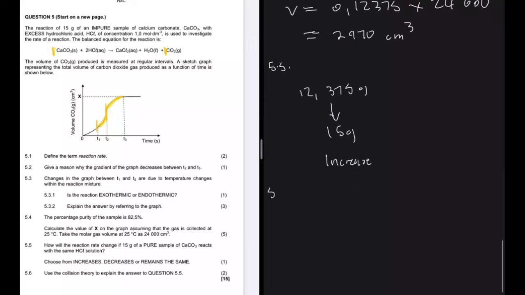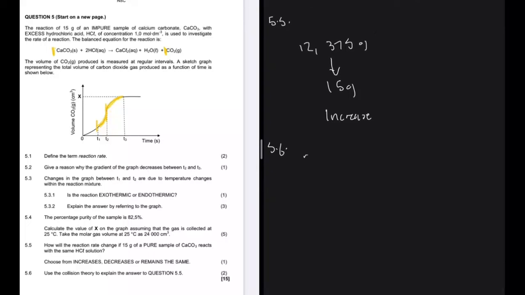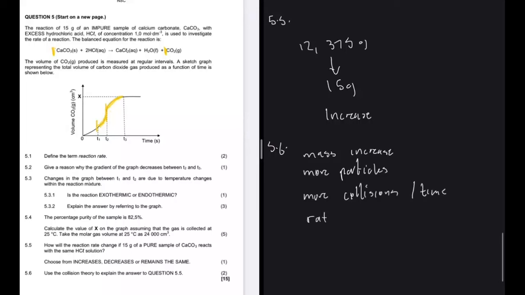And then 5.6 says, explain why you say it is increasing using the collision theory. So we know that if the mass increases, we're gonna have more particles that are ready to react. And then with more particles, we'll have more collisions per unit time. And then as a consequence, the rate of the reaction will go up, right? It will be high. So that's how you'd explain 5.5.